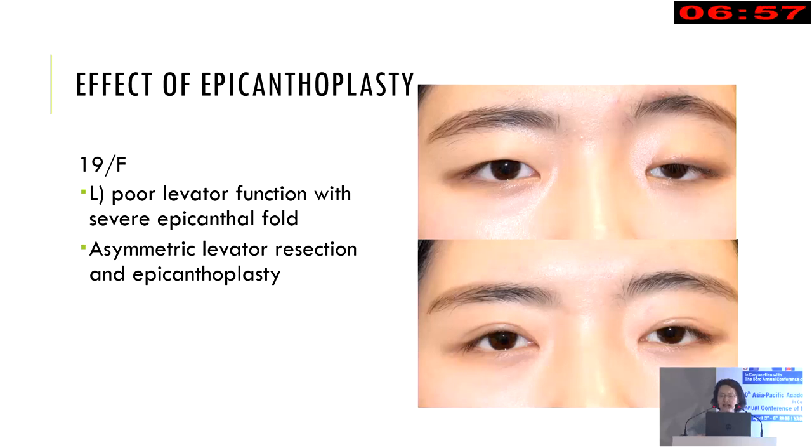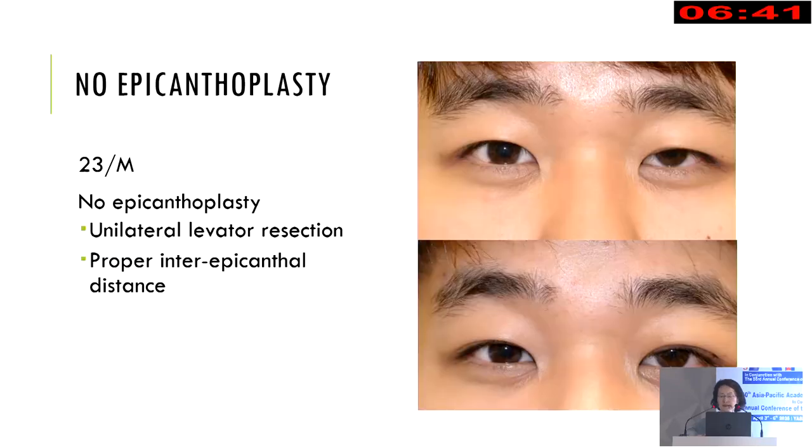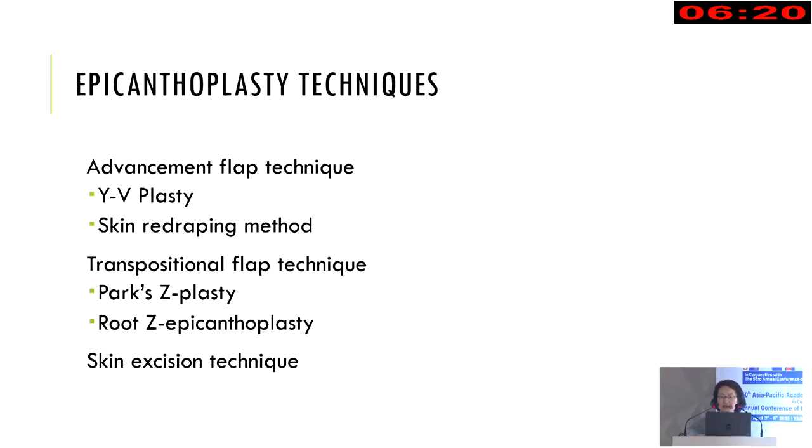This 19-year-old patient presented with poor levator function and a severe epicanthal fold on the left side. She underwent levator resection and epicantoplasty to get a symmetrical outcome with the left-sided surgery. This 23-year-old patient presented with unilateral ptosis and epicanthal fold. He wanted unilateral levator surgery without epicantoplasty. The result is symmetrical, and in this kind of patient, we don't need to have epicantoplasty.